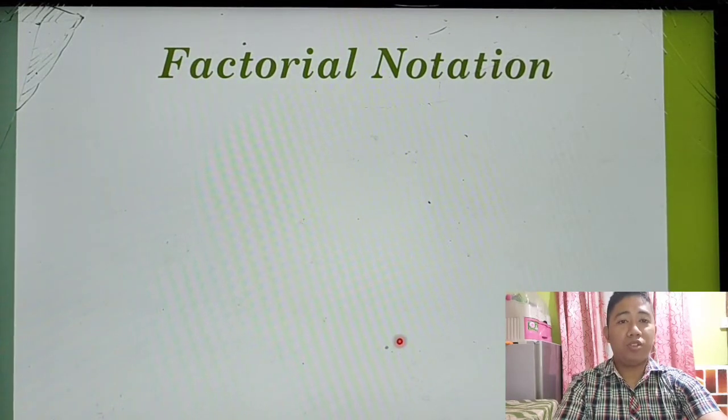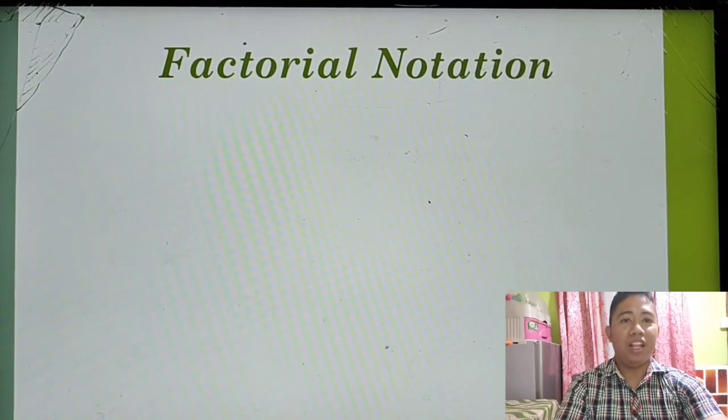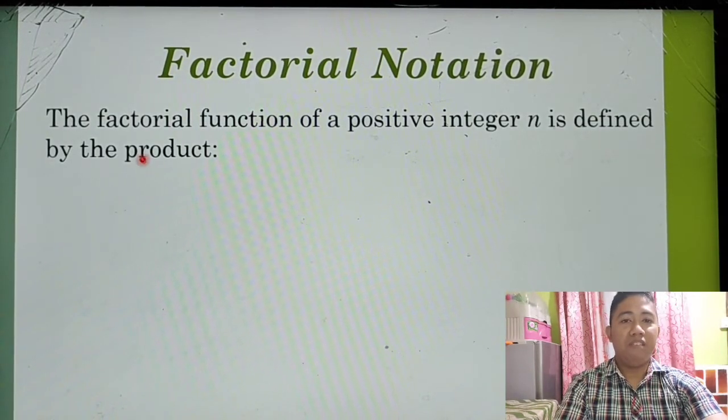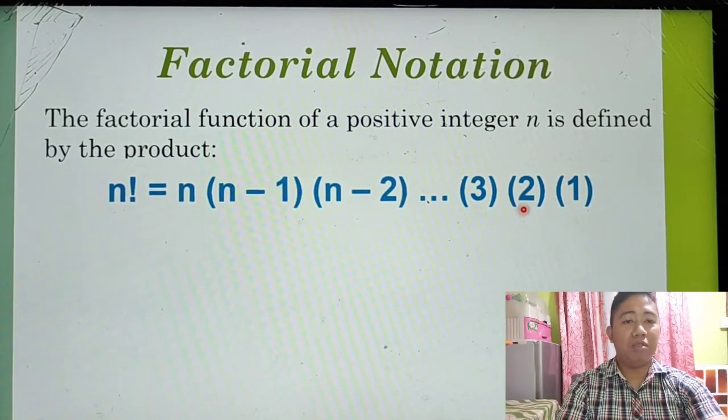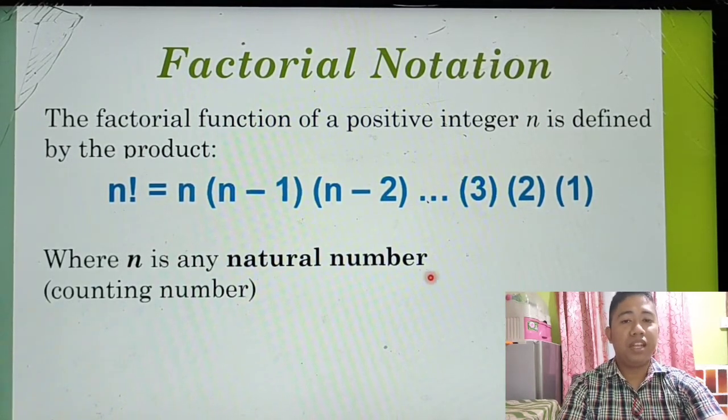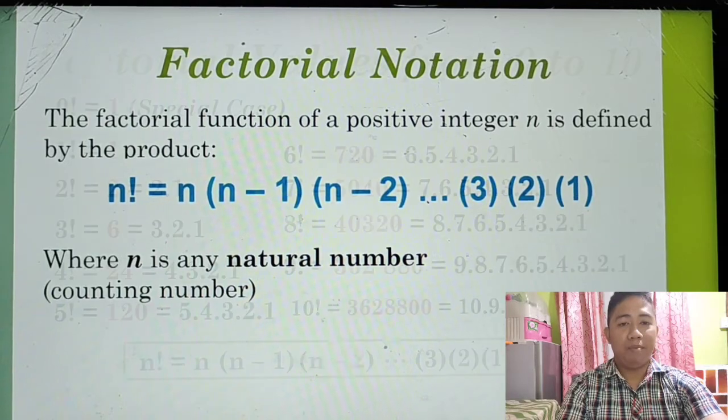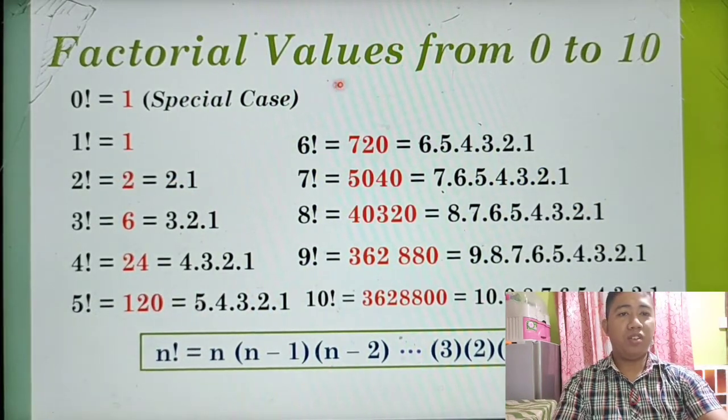Let us go back to the previous lesson, where we talked about the factorial notation. Again, the factorial function of any positive integer n is defined by the product n factorial equals n times the quantity of n minus 1 times the quantity of n minus 2, multiplied until it reaches 3 times 2 times 1, where n is any natural or counting number. Here are some factorial values from 0 to 10, which I already discussed in the previous video.